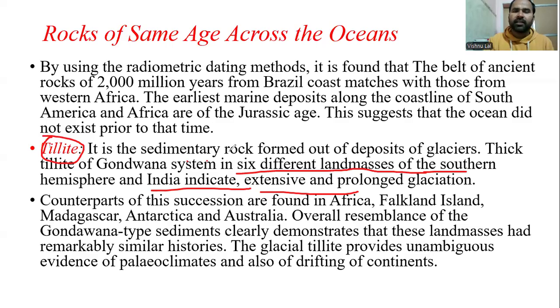So here we can see it can happen when all continents were joined together. The present climatic condition of all those 6 different land masses is totally different. It shows that all those 6 land masses of the southern hemisphere were joined together, part of each other in the past. And when glaciation happened, all suffered the same glaciation, and then thick deposits of sediment were deposited.